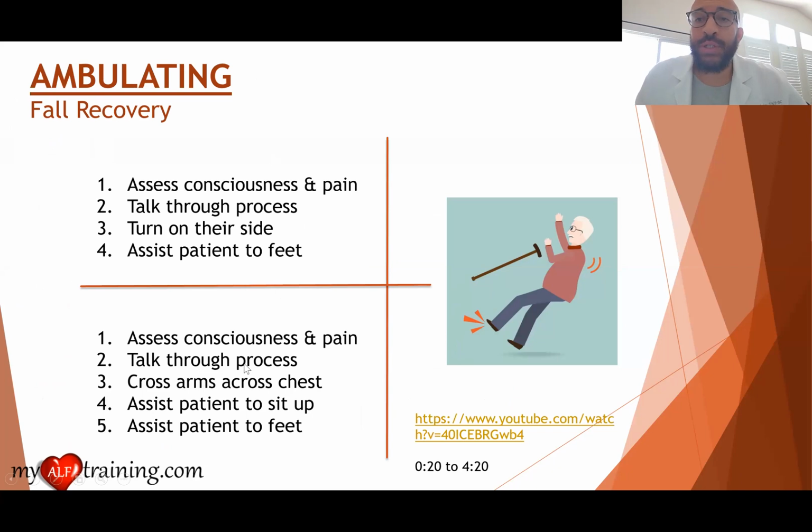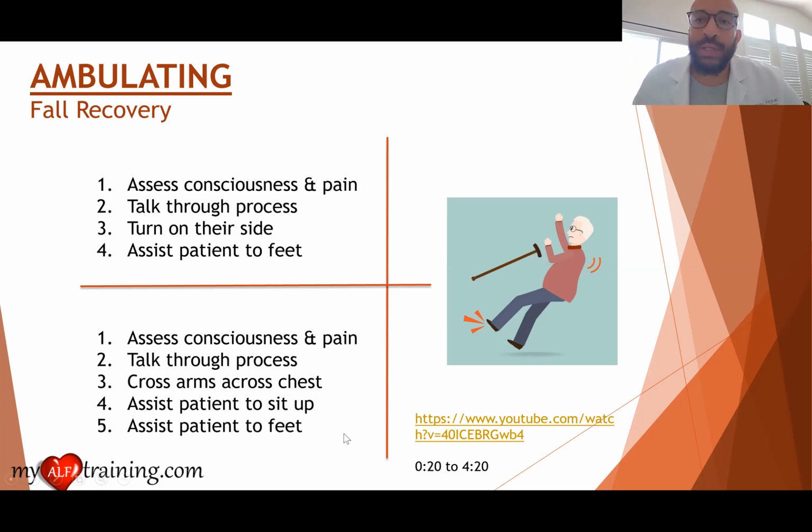So the second type we just saw, of course, you assess the consciousness and pain of the patient. If they have hip or back pain, we forego the fall recovery. We don't continue. But if they don't, we cross their arms across their chest, and we use that as a lever to help the patient sit up, and then we assist the patient to their feet.